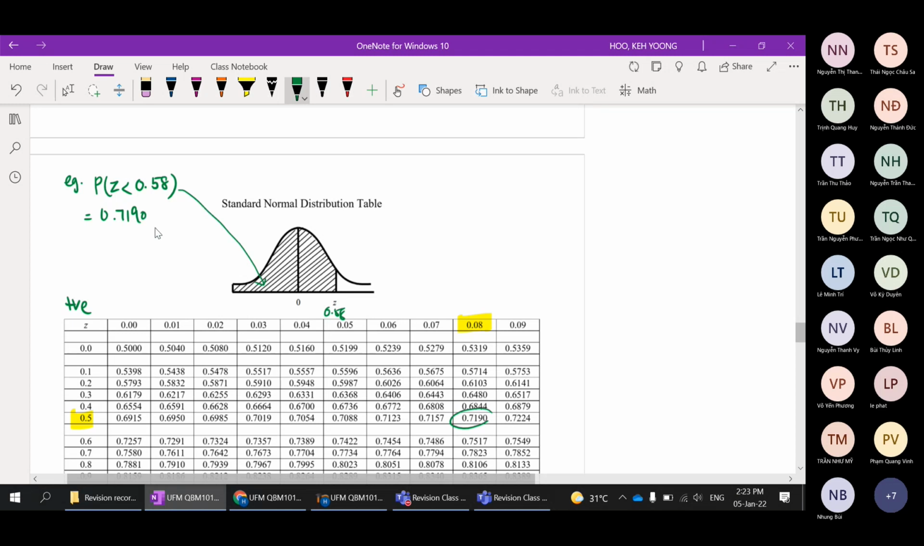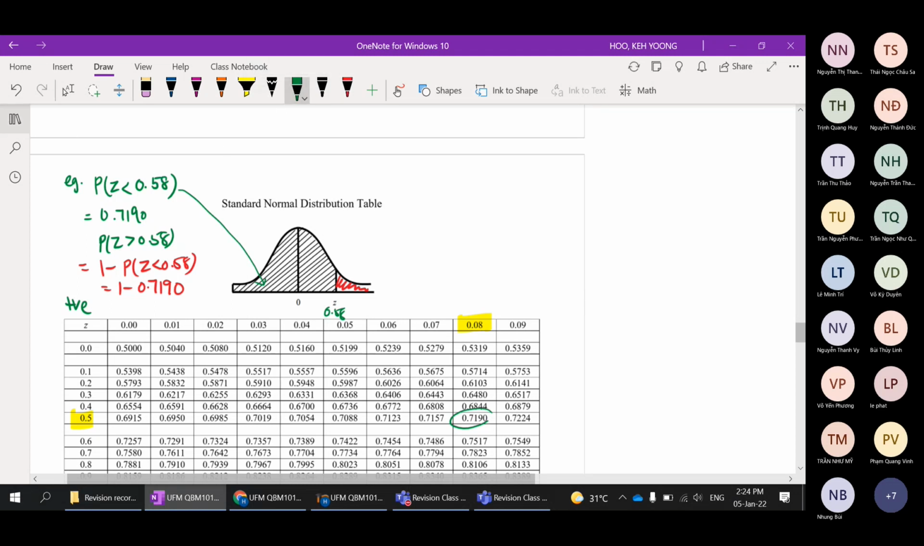If you want to find the opposite, Z more than 0.58, which is maybe this area, you take 1 minus less than 0.58. So 1 minus 0.7190. So basically that's how we find the probability.